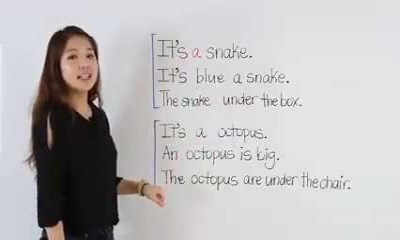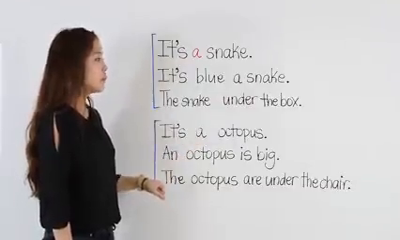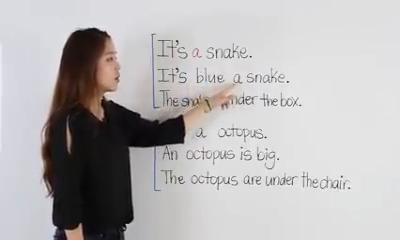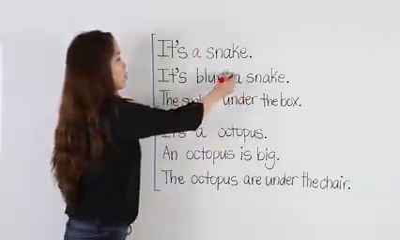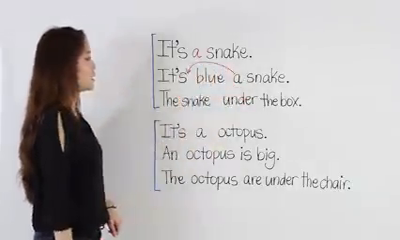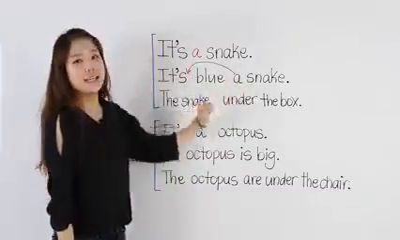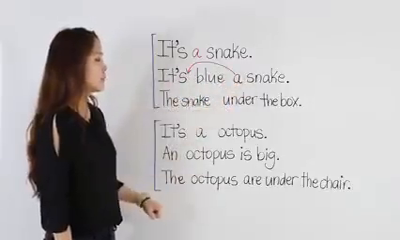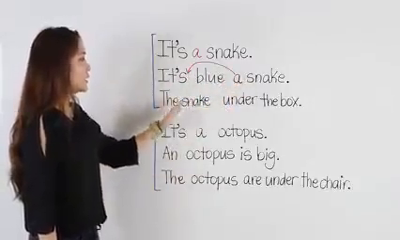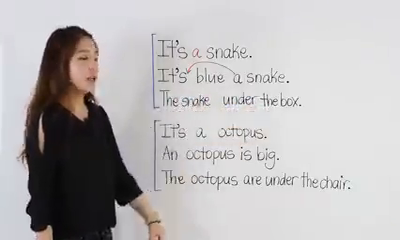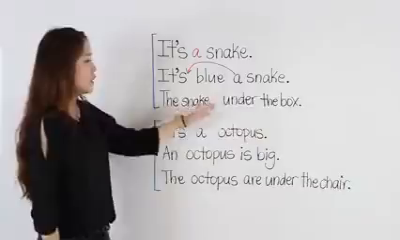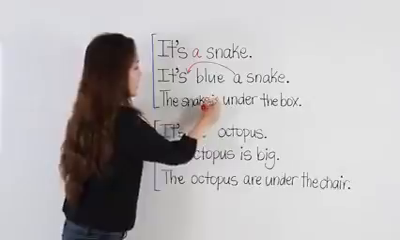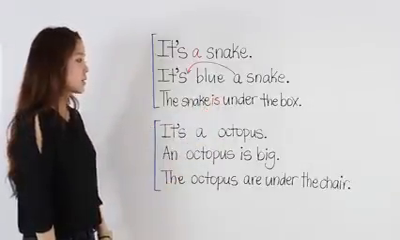Can you find the mistake? Okay, remember the adjective blue has to go between the article and the noun. So we have to move the article to the front. It's a blue snake. That is the correct answer. It's a blue snake. Okay, the next one. The snake under the box. It sounds right. The snake under the box, but we forgot the be verb. The snake is under the box.